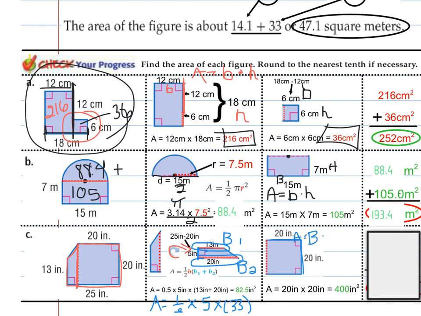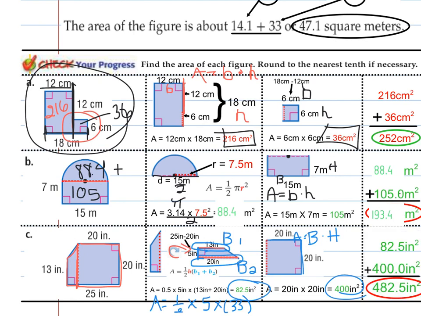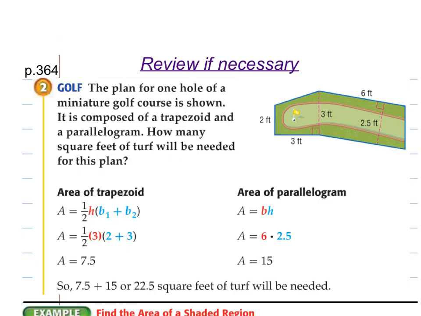Area equals base times height, 20 times 20 equals 400 inches squared. To find the total area, we're going to add both of these together, and the area of that composite figure is 82 and 5/10 inches squared plus 400 inches squared, which is 482 and 5/10 inches squared.